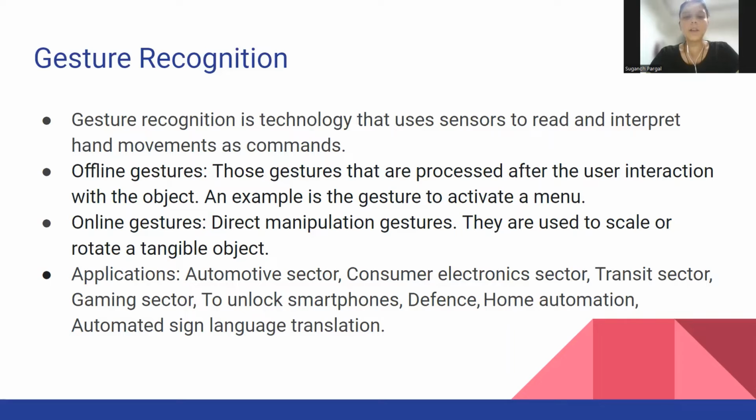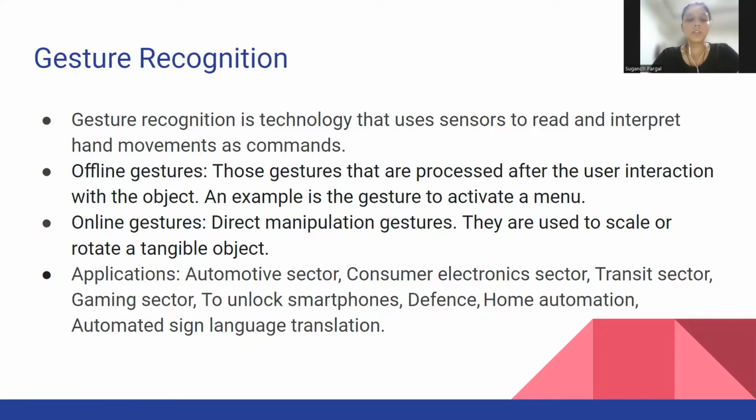For example, to activate a menu or to activate a mobile phone, we first need to press the button, and after that user interaction only, the mobile phone gets activated. Or again, for example, there's a car or a toy car which needs to be started after pressing the button. So that gesture will be provided, or making the action through the eyes, a blinking action. Such kinds of gestures are called offline gestures.